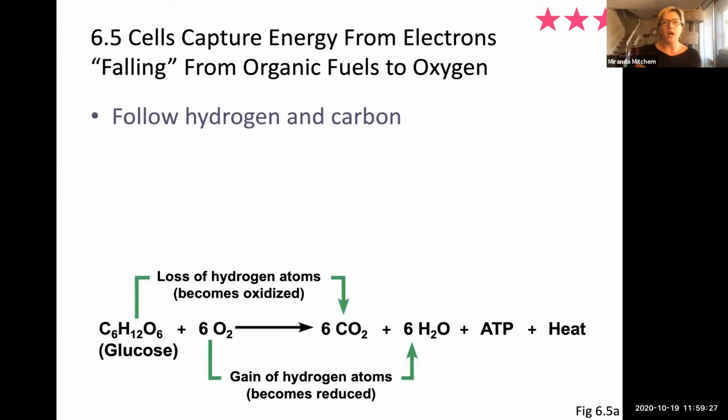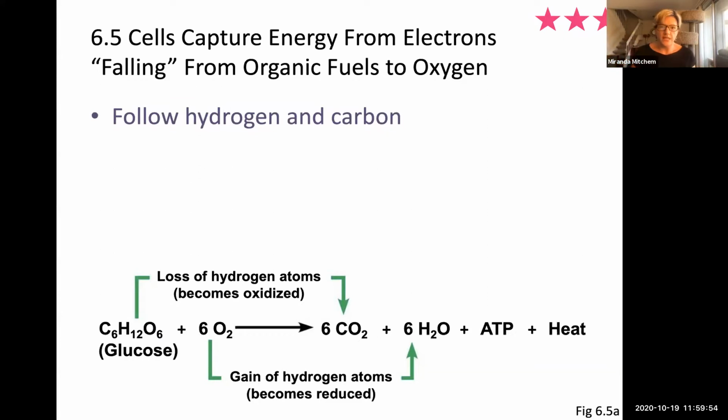So follow the hydrogens. We're going to follow the carbons too. We've been doing that part all semester. For example, there are 6 carbons in glucose. That is why we have to have a 6 in front of the carbon dioxide, because we have to have 6 carbons in our products if we have 6 carbons in our reactants. We have 18 oxygens on both sides. We have 12 hydrogens on both sides.